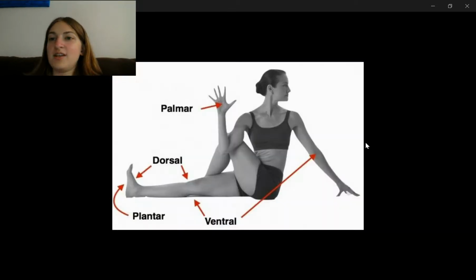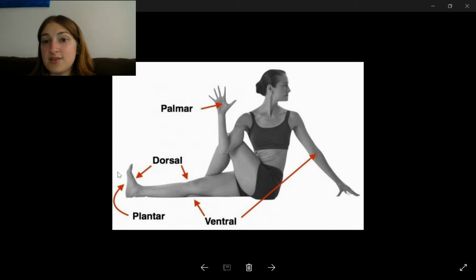Oh well. So the next ones are terms for the hands and feet, and pretty simple ones. We have palmar, which refers to the palm side of the hand, basically this entire area. I'd bring my feet up, but I don't really have the ability to do that right now. I've got something blocking my way. Plantar is basically the bottom of the foot, so right here.